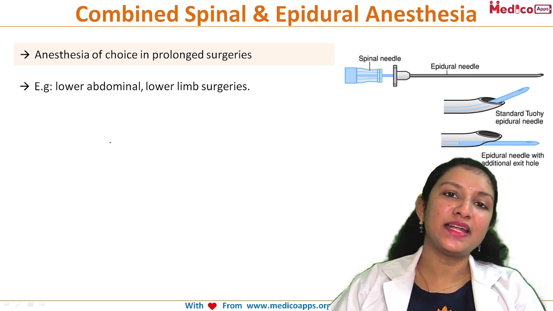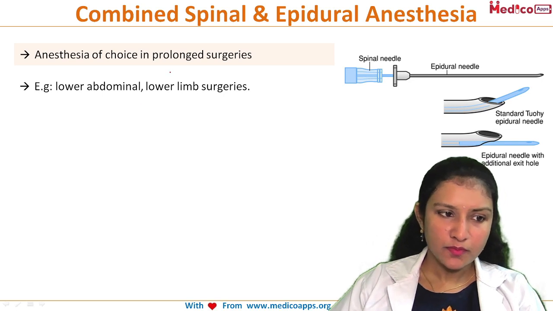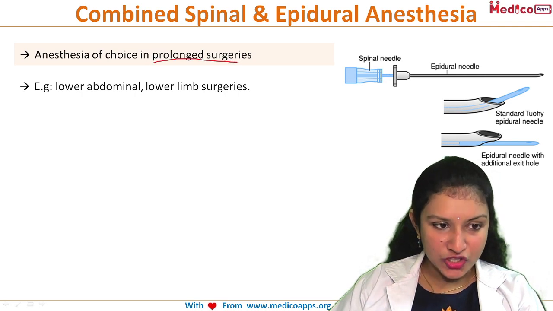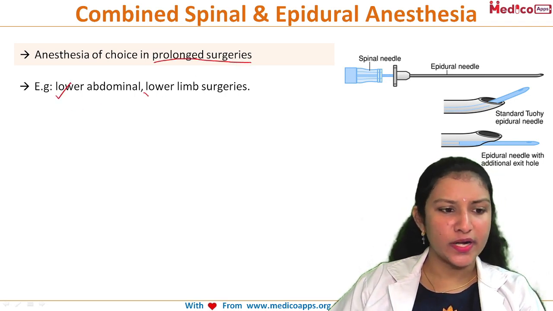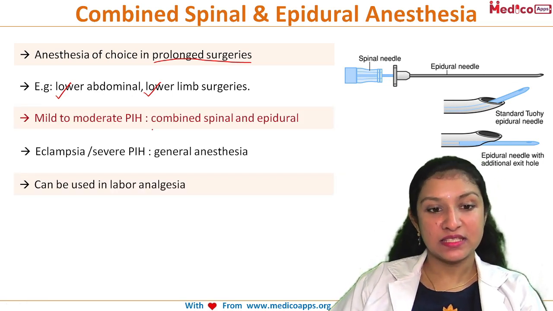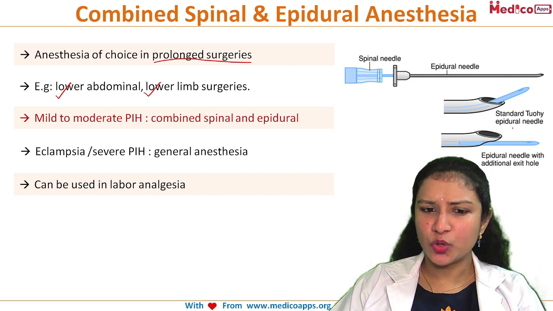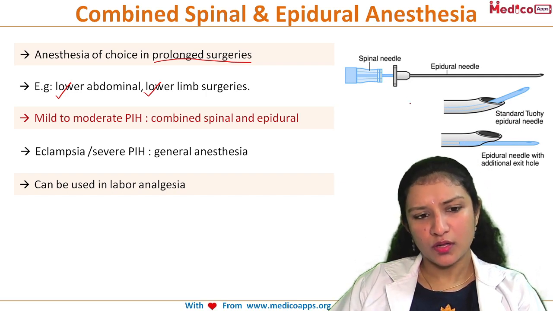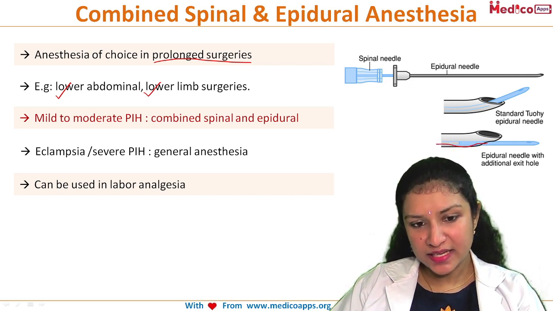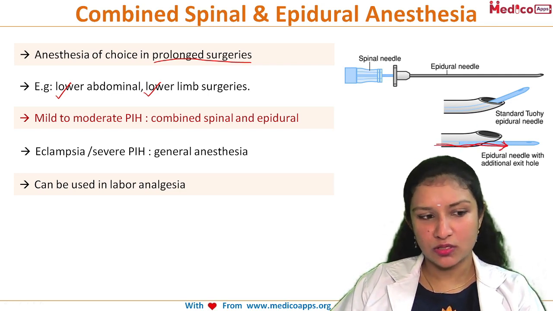Next is the combined spinal and epidural anesthesia. We call it CSE. This is the anesthesia of choice for prolonged surgeries. For example, for lower abdominal or lower limb prolonged surgeries, we can go with combined spinal and epidural. This is done with the help of a special needle called the CSE needle, a standard Tuohy epidural needle. There are a few needles where there is even a port for the spinal needle also. This is the epidural needle, and here is the port for the spinal needle.